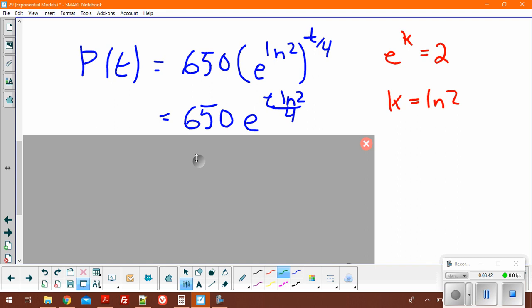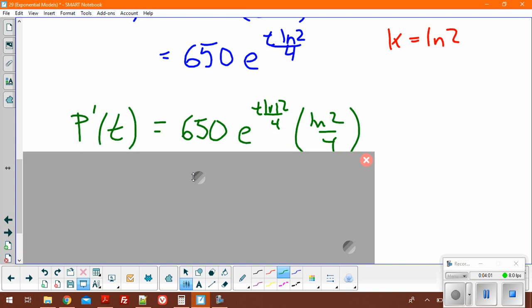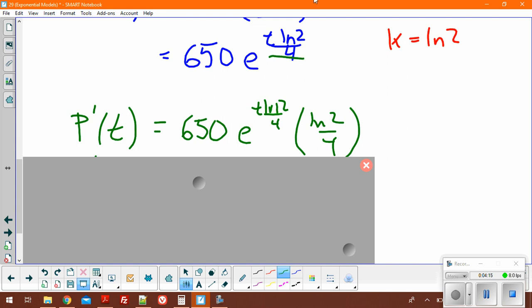So I combine my exponent. I multiplied these together, and I get t ln 2 over 4 as my exponent. Again, the reason we do this is because the derivative of e is a tiny bit simpler than an exponential derivative. So if I take my derivative again, I get to leave the 650 alone because it's a constant. The derivative of e to the something is just itself, so I wrote that part down, then times the derivative of the inside. This is t times this constant, so the derivative of that is just that constant there.